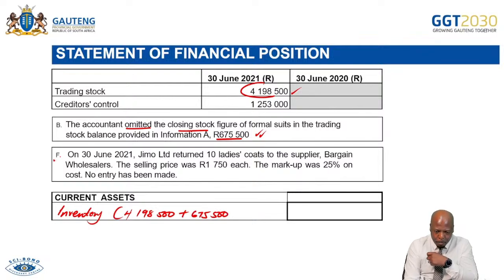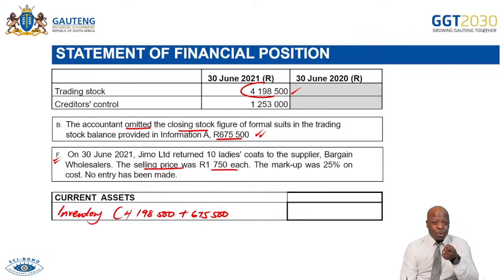All right. Let's go to F now. On 30 June 2021, Jimo Limited returned 10 ladies' coats to the supplier, Bargain Wholesalers. The selling price was 1,750. So they're giving us the selling price here. The markup was 25% on cost. No entry has been made. So we returned some inventory, but they did not give us the cost. They gave us the selling price.